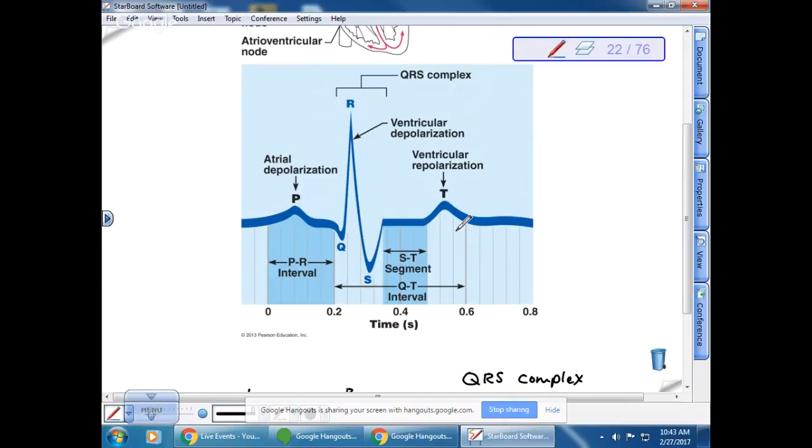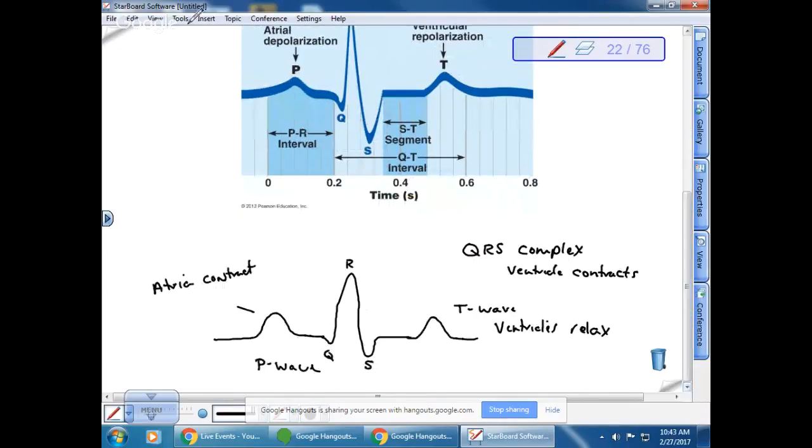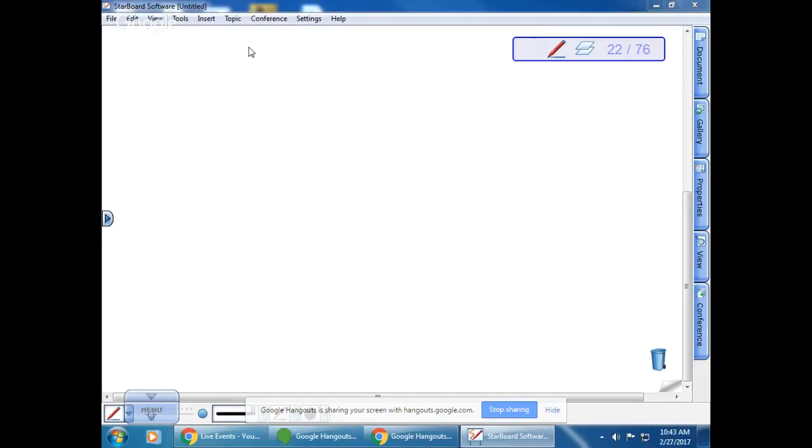Okay, so that's QRS. Sometimes you can get the atria not contracting properly, and this is what is called atrial fibrillation, right? So let me see if I get a new whiteboard. So we have atrial fibrillation. Generally what atrial fibrillation will look like is that you'll have an abnormal P wave.